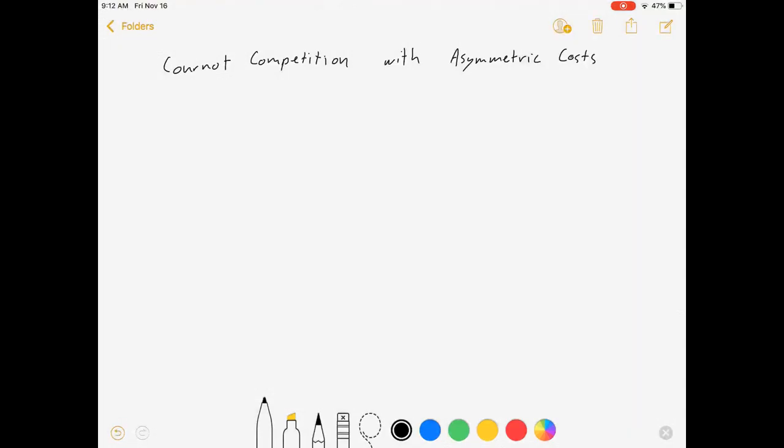We're looking at Cournot competition when the firms have different cost functions. I had some people who were confused about this, so I wanted to show what's going to happen in our market.